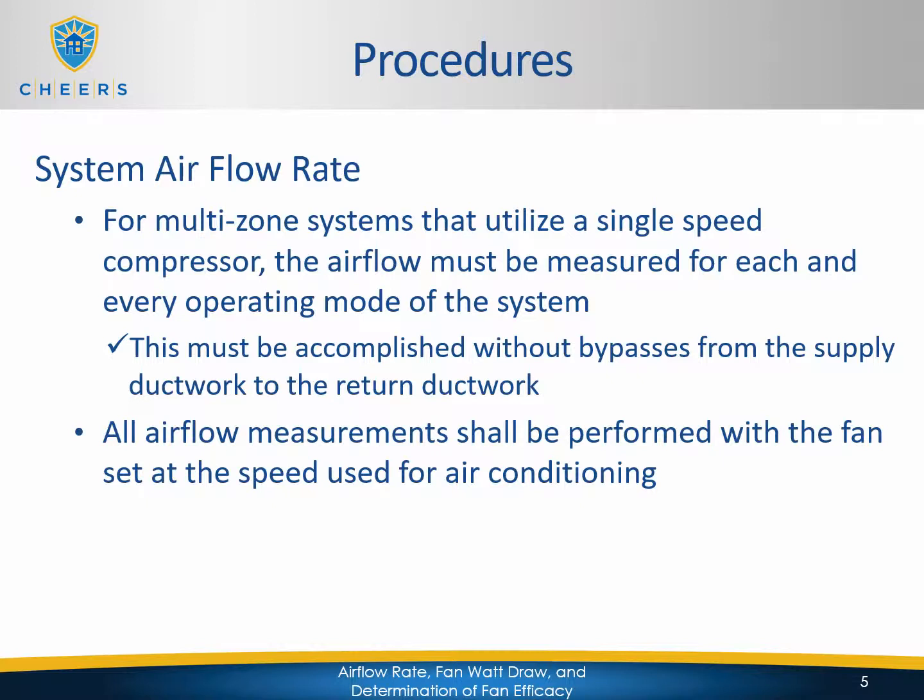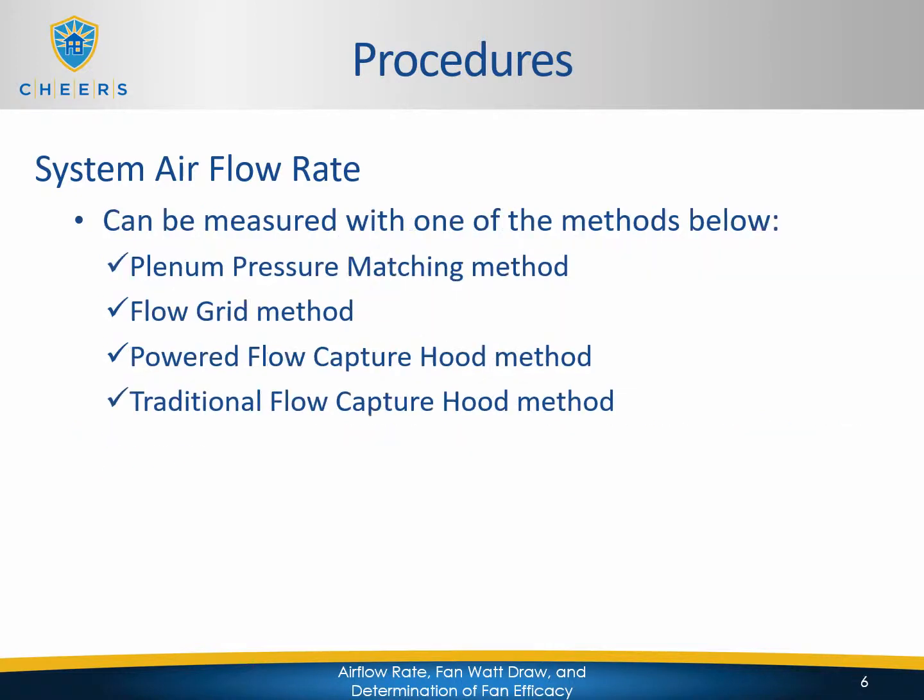For all of these, the airflow measurements shall be performed with the fan set at the speed used for air conditioning, which is usually going to be the highest fan speed setting within the FAU. It can be measured with one of the methods below: the plenum pressure matching method, the flow grid method, the powered flow capture hood method, and the traditional flow capture hood method. So these are the four methods used by using the four different pieces of equipment that we talked about in previous slides.